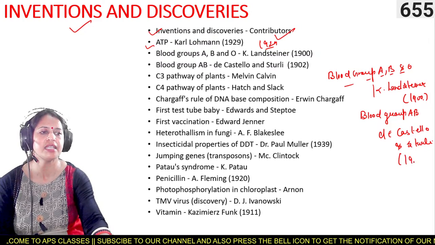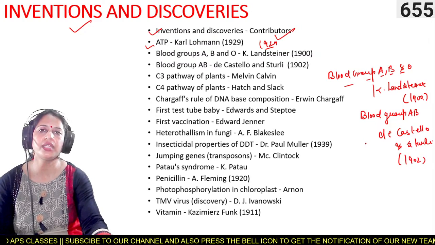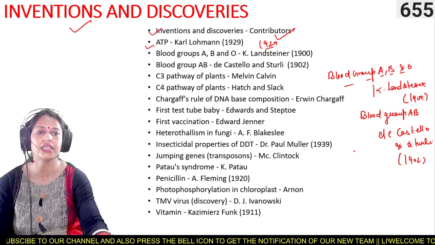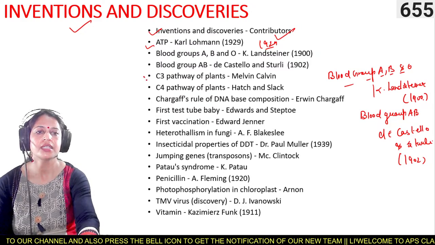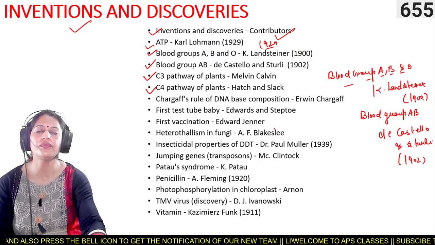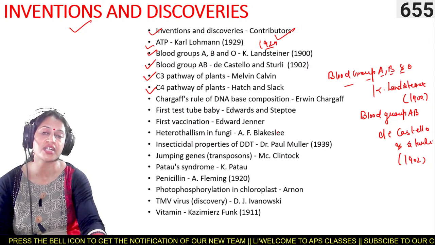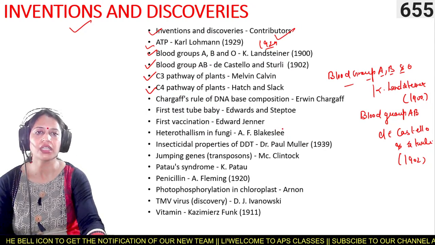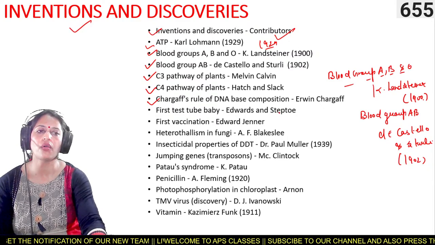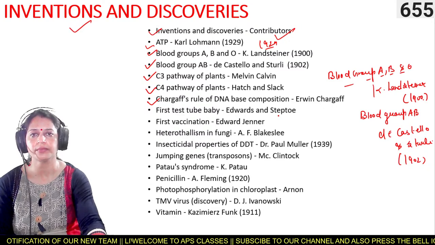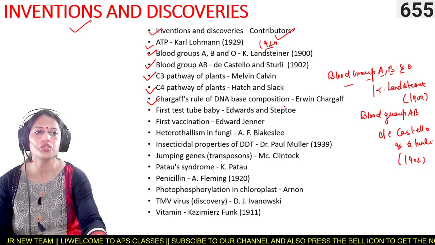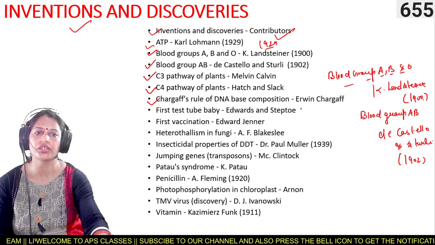C3 pathway of plants, that is Melvin Calvin. Next is the C4 pathway of plants, that is Hatch and Slack. Chargaff's rule of DNA base composition, that is Erwin Chargaff.